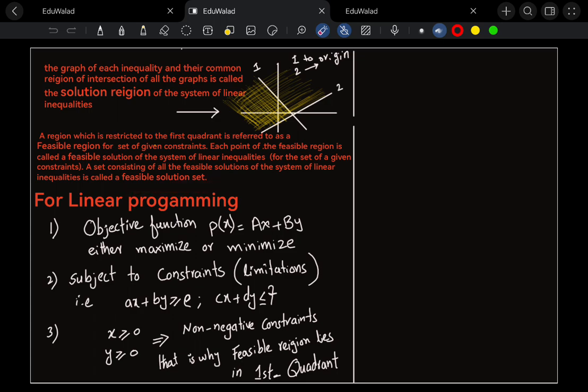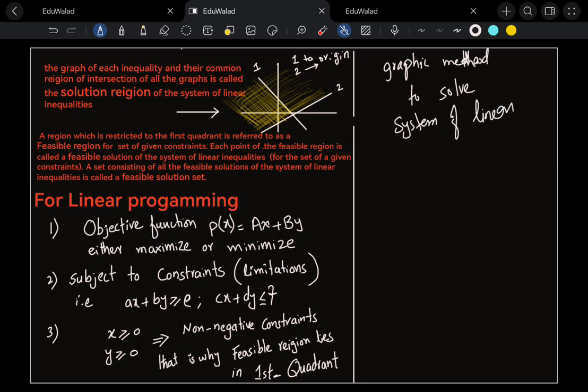So we have already told you that we are going to solve these inequalities by the graphic method, to solve a system of linear inequalities.